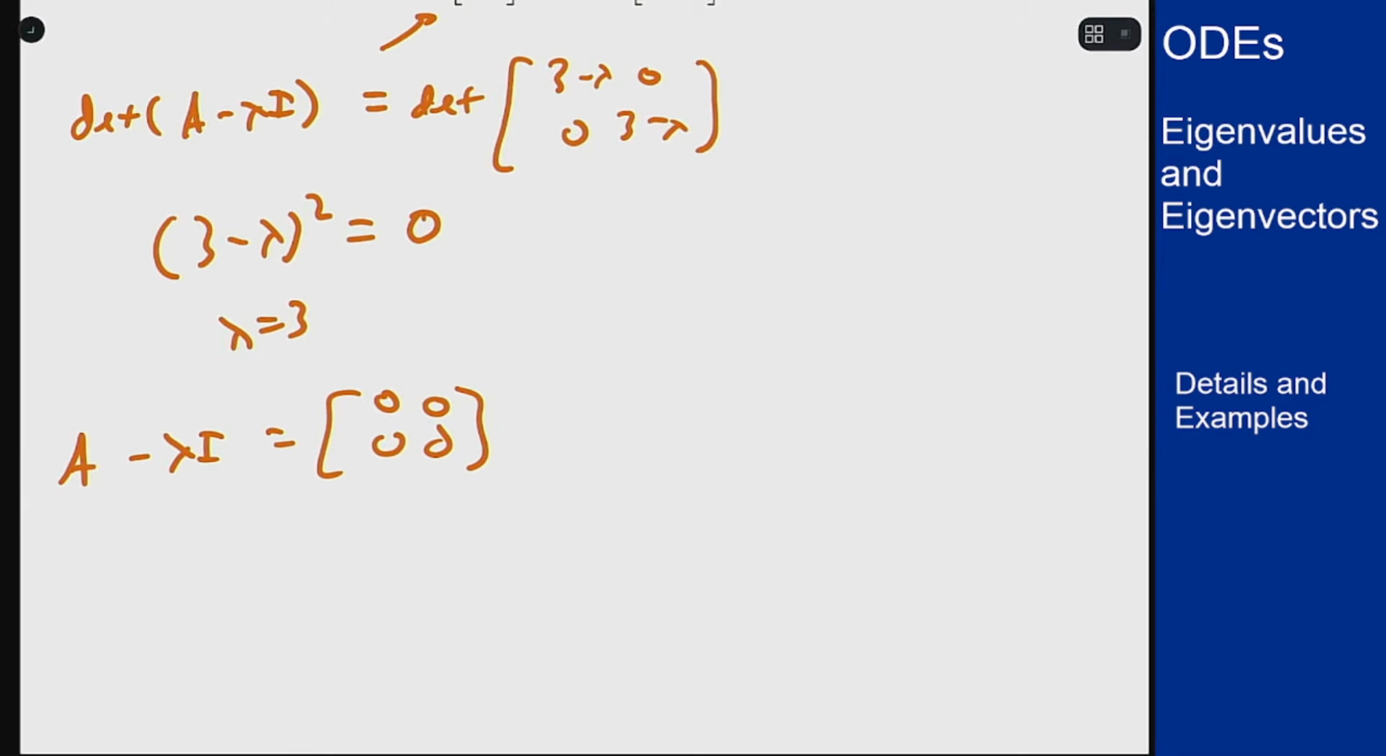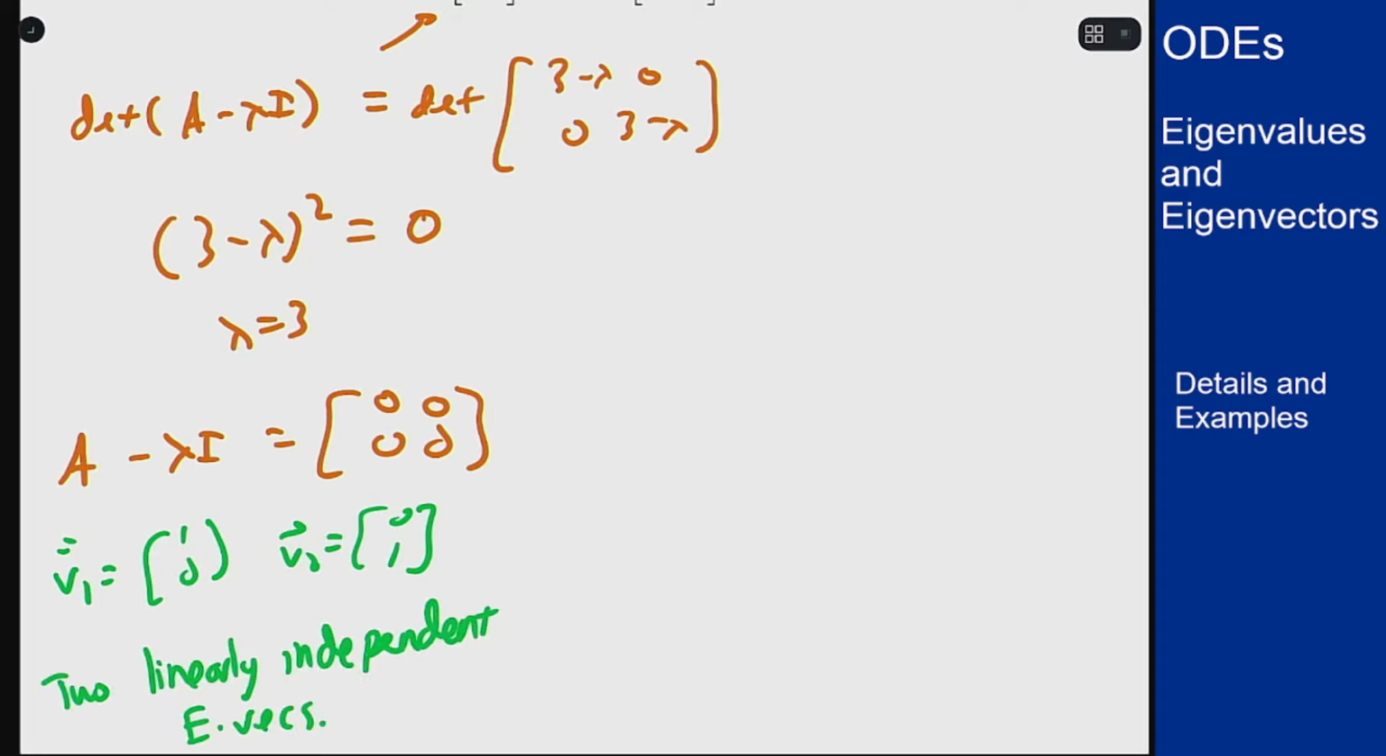So in particular, I can pick two of them that are independent. I can pick v1 to be the vector (1, 0), so the standard basis vectors, and v2 to be (0, 1). And I get two linearly independent eigenvectors. And so I still get a basis for R2 out of these vectors. Now, in the second case, we'll see that's not quite the situation.